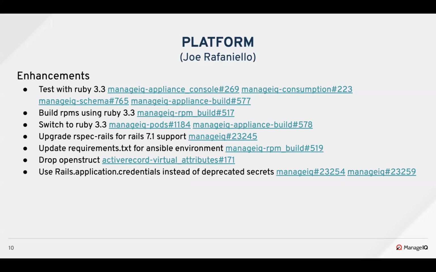For platform enhancements this sprint, Keenan added testing support for Ruby 3.3 across several repositories. He also upgraded the RPM build to use Ruby 3.3, and Brandon switched pod images and appliances to also use Ruby 3.3. I upgraded RSpec Rails to support Rails 7.1. Keenan enhanced the way we build the requirements.txt file for future upgrades in the Ansible environment. And since OpenStruct is becoming a standalone gem in newer Rubies, Keenan removed the usage of OpenStruct in virtual attributes to avoid having to add a dependency there.